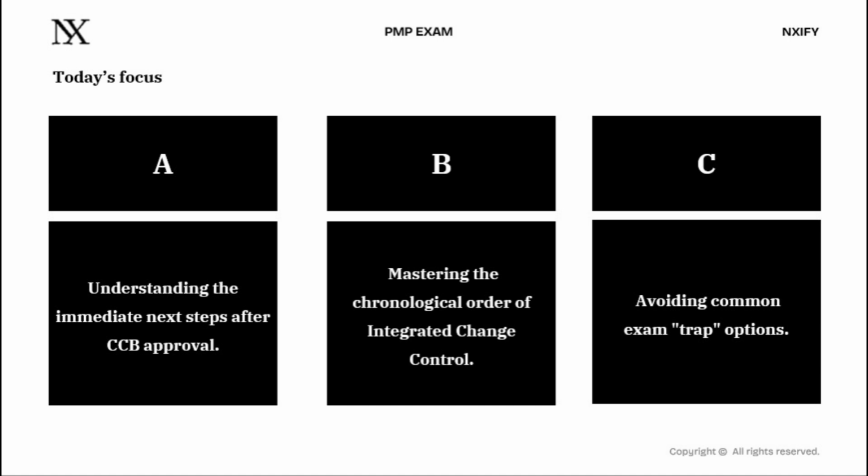Now, that third one deserves a moment of its own, because the trap options in this type of question are not obviously wrong. They are dangerously right-looking. They describe actions that are completely valid, just performed at the completely wrong moment in the process. The exam is not testing whether you know the steps, it is testing whether you know the order. And that distinction has failed a lot of candidates who were otherwise well prepared. So keep that in mind as we work through this together.